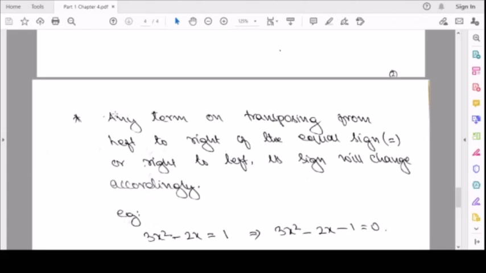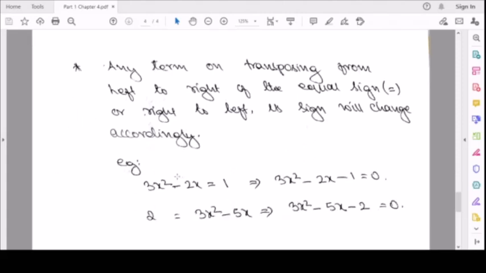left of the equal sign, their sign will change. If it's plus, it will change to minus. If it's minus, it will change to plus. I think you have come across this right from the lower classes also, but this basic rule will remain the same even when you go to higher classes. The basic rule of mathematics should be the same.